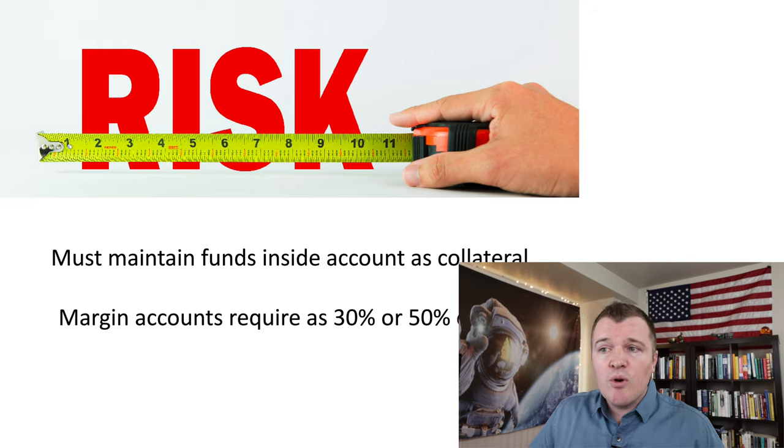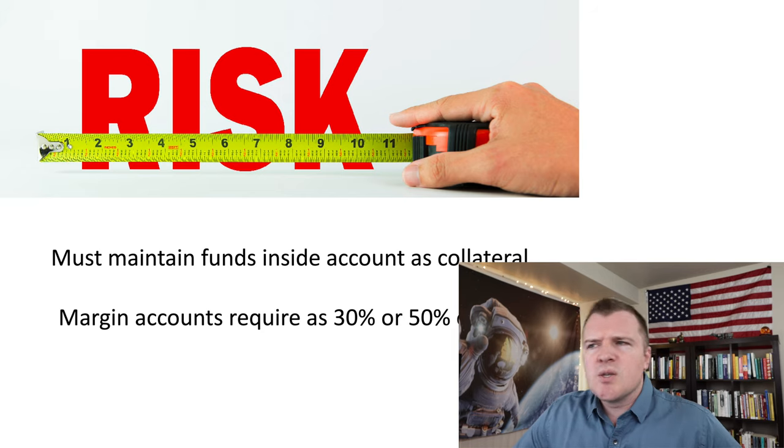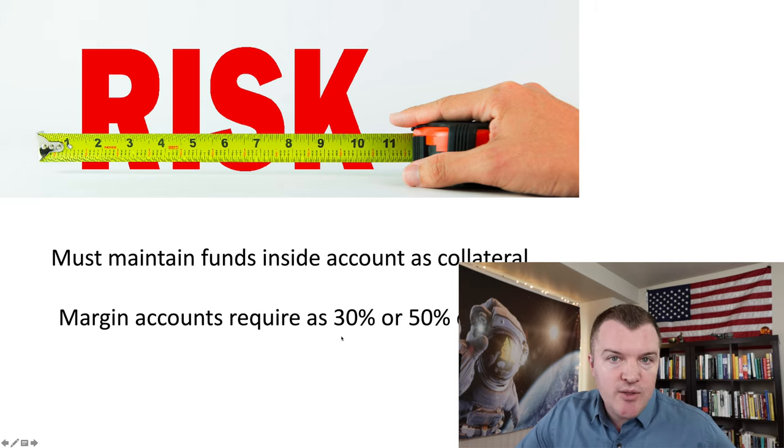So in your brokerage account, if you have margin trading enabled, you must maintain a certain number of funds to cover that sale. Many margin accounts will require that you have between 30 and 50% of the sale in your account. What they're basically doing is, we think you might lose between 30 and 50% on this trade from the stock going up, so we're requiring you to hold that.